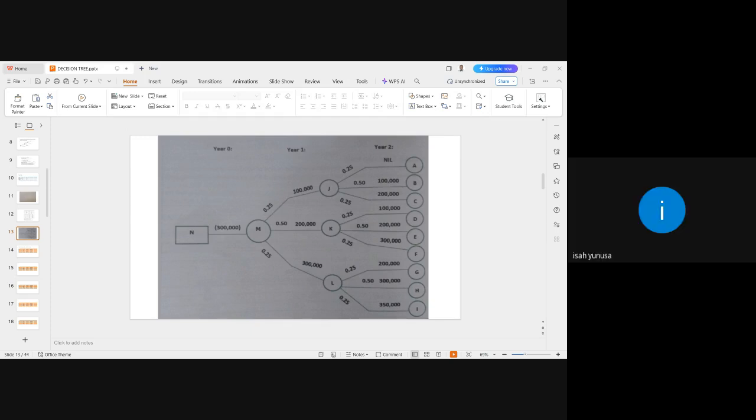Alhaji Isa. What is the issue, sir? What I'm trying to get out of the decision tree here is that we have 2 years. If we are to work on the NPV, we have 2 years. Then are we going to work the NPV for every node A to I that we are having here? Very well, sir, for two years.